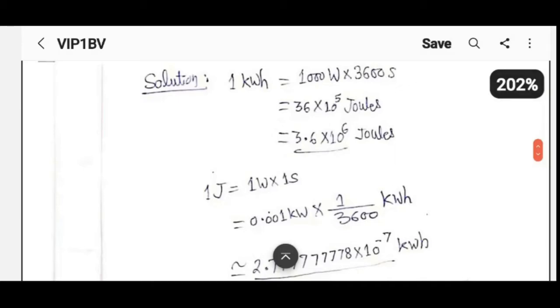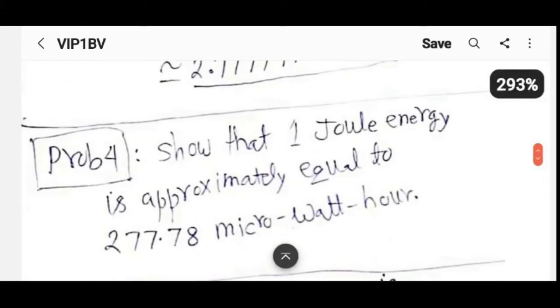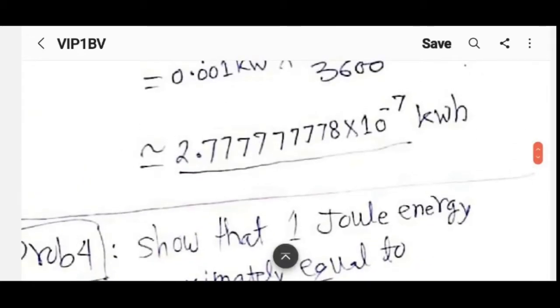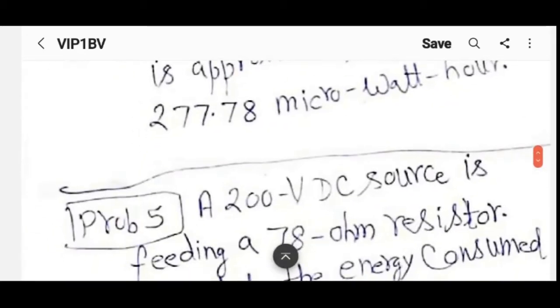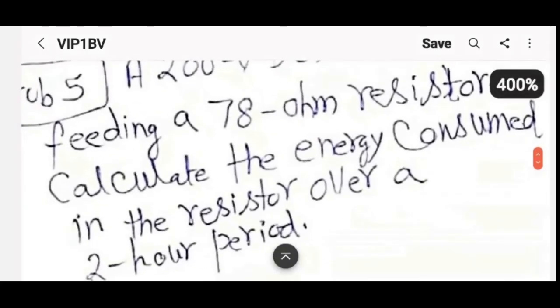So converting energy from joules to kilowatt hour and kilowatt hours to joule must be pretty simple if you have done it a couple of times. Yeah, this problem 4 is nothing but a simple modification of problem 3. You can handle it yourself. Now, next one.